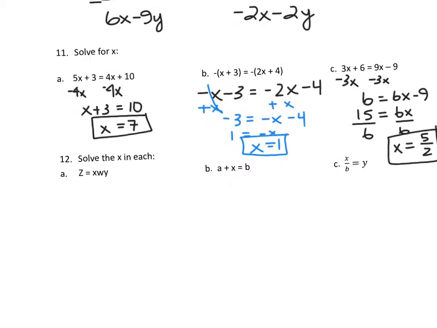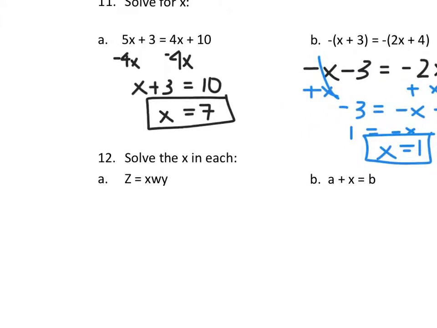Okay, solving for variables. So solve for x. So what's going on here is you have x times w times y. This is all multiplication. So I'm going to divide. So x equals z over wy.